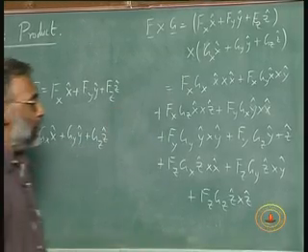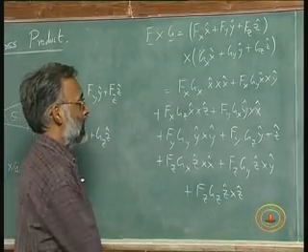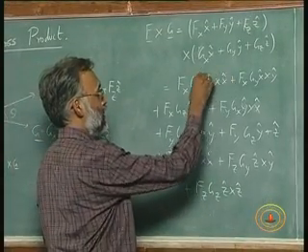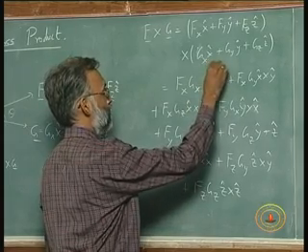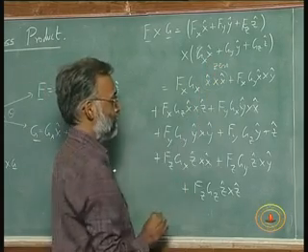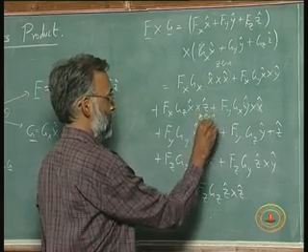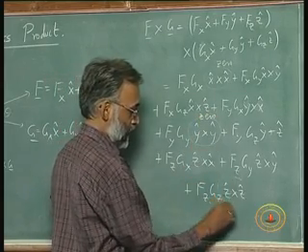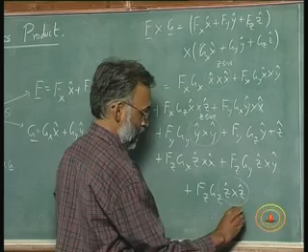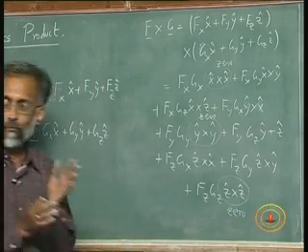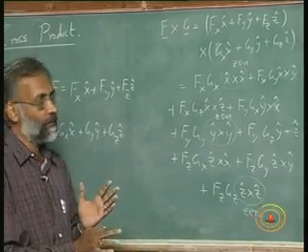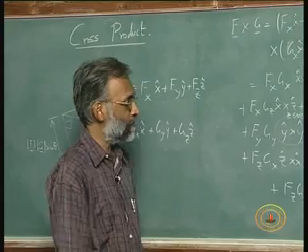Now, if it is true, then there are certain things you can immediately see. X hat cross x hat is 0, y hat cross y hat is 0, z hat cross z hat is 0, because a vector pointing in the same direction as another vector cannot have a cross product.